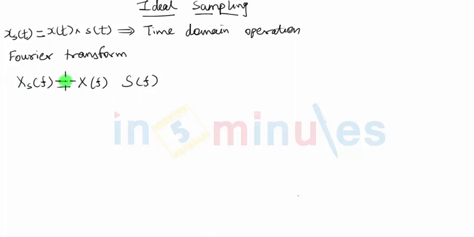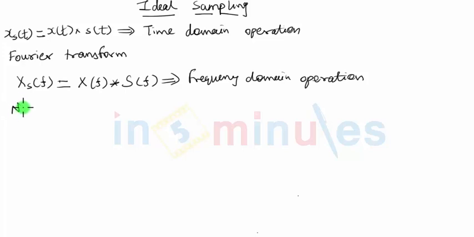Now the one last thing that will give us this complete valid expression is to understand what happens to multiplication. When you multiply two signals in the time domain, we all know that we take convolution in the frequency domain. So this is a frequency domain operation. When you multiply in the time domain, we take convolution in the frequency domain.